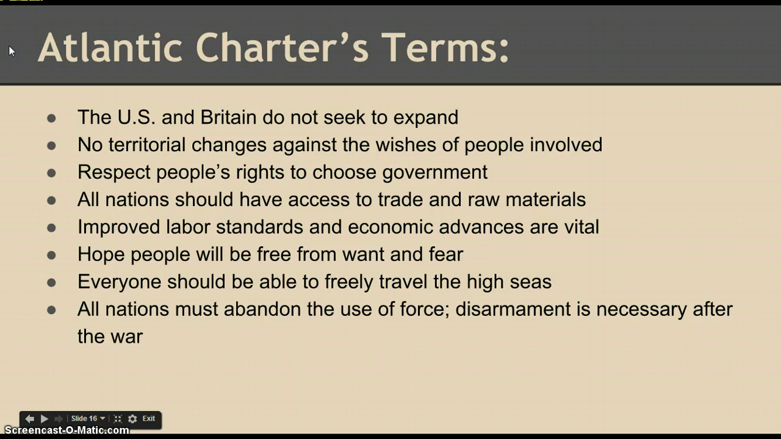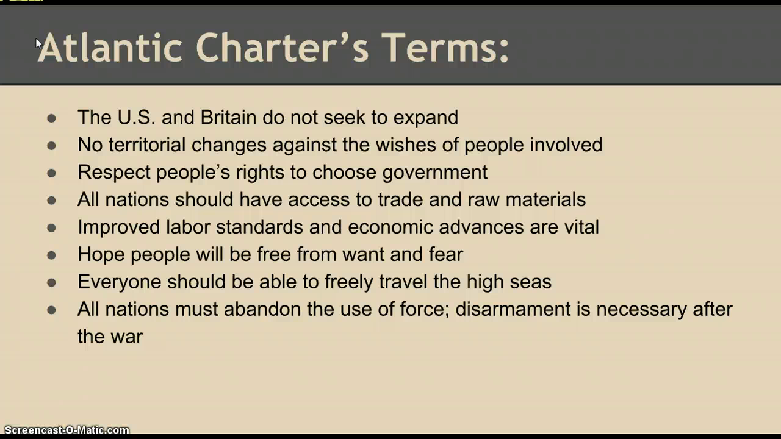So here are the terms that FDR and Churchill outlined for the world for after World War II. And remember, the timing of it is interesting because it's at the very beginning of the war. So this is the last thing I want you guys to put down, that last bullet for the terms. The U.S. and Great Britain agreed to not expand their territories. They then put down that no territorial changes would be done against wishes of the people. Respect people's rights to choose their own government. All nations should have access to trade and raw materials.